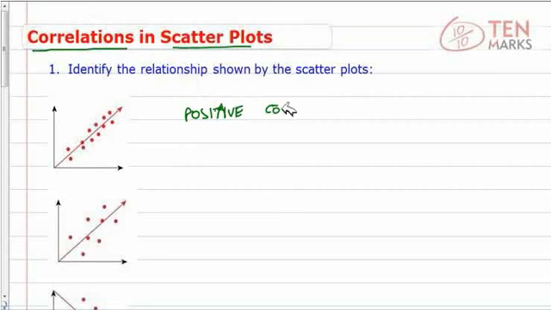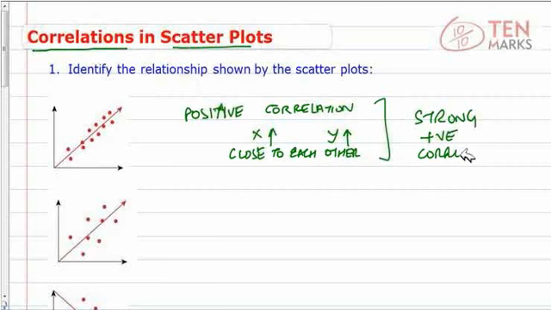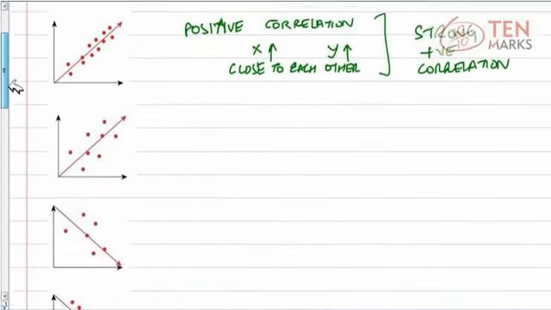correlation, right, because as x increases, y increases. The values are very close to each other, which means there is a strong positive correlation.